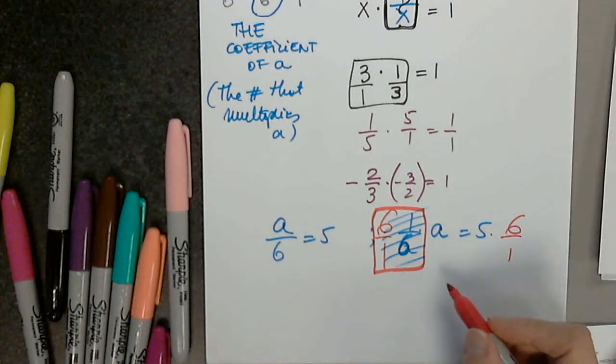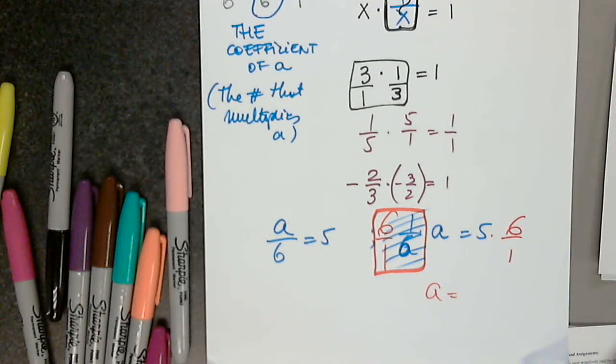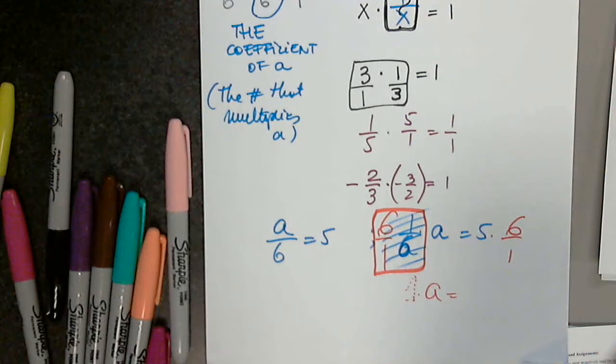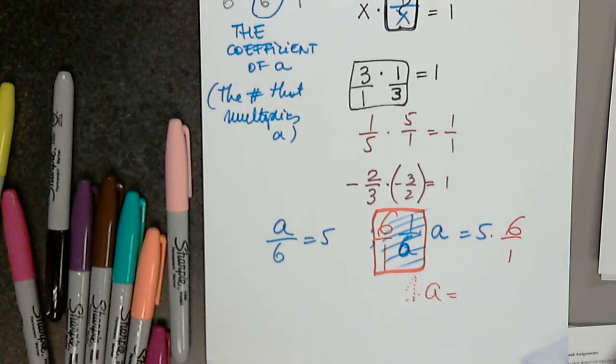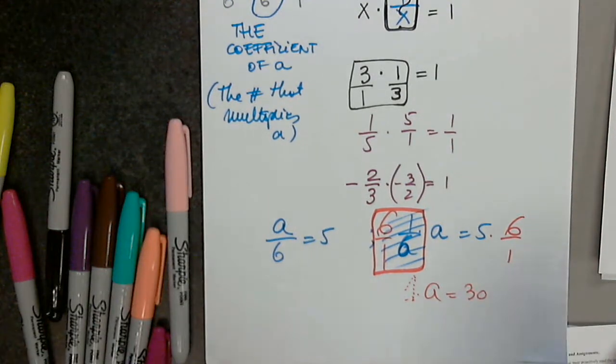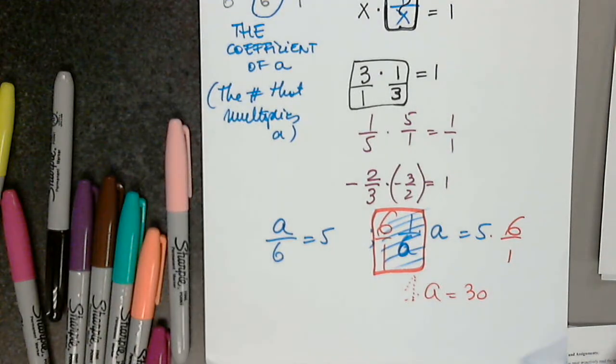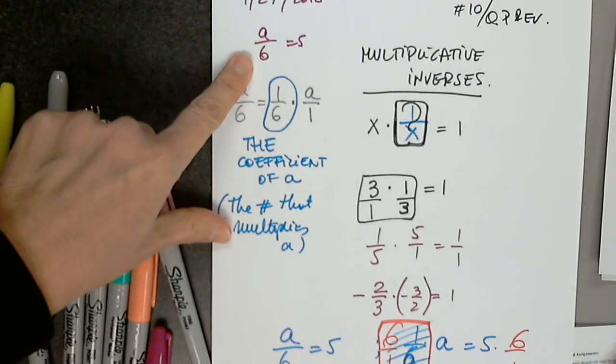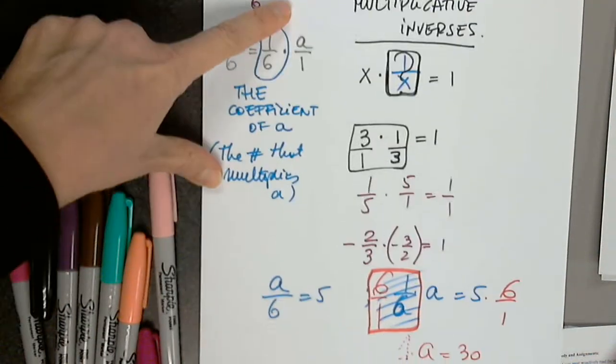So I have a on this side. I made the coefficient of a to be 1 by multiplying both sides of the equation by 6 over 1, and that's what I wanted in order to solve for a. And then the right-hand side is? 30. We can always go back and plug it in and check the answer. When I plug in 30 here, 30 divided by 6 is indeed 5.